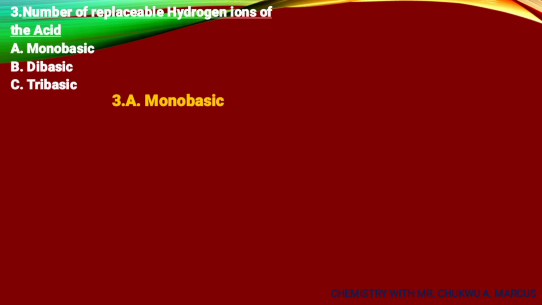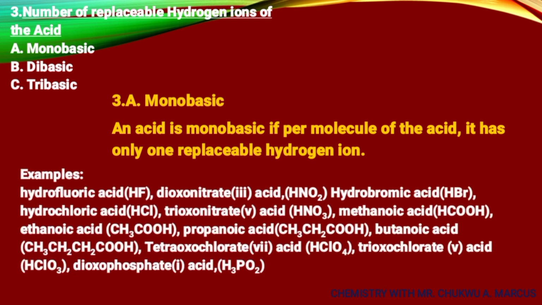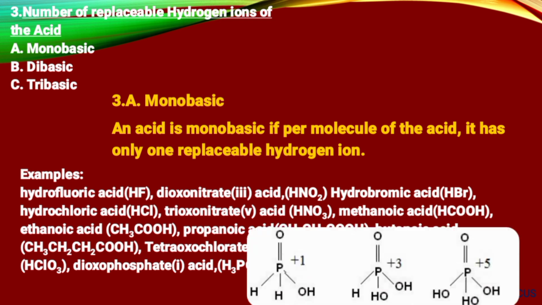Okay, we go to monobasic acid. Monobasic acids are those acids that have only one replaceable hydrogen per molecule of the acid. Examples of them include hydrofluoric acid, trioxonitrate(III) acid, and we can even go to dioxophosphate(I) acid. Be careful. I know when you look at this dioxophosphate(I) acid, you'll be asking, it has 3 hydrogens here. Why is it that it is not a tribasic acid? So let me introduce something for us.